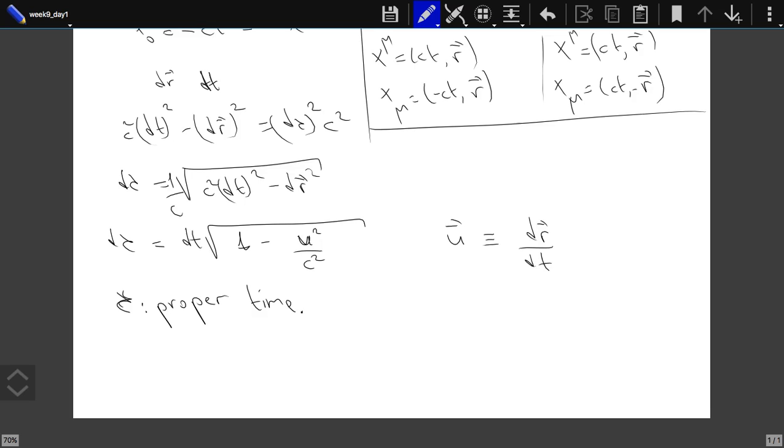So this is what we are imagining. Just pick an arbitrary reference frame. In this reference frame, the object is moving with a velocity u. And in this reference frame, you observe the object for a time, let's say dt. The proper time passed for the object is calculated by the time passed in the reference frame multiplied by this factor, where u is the velocity.